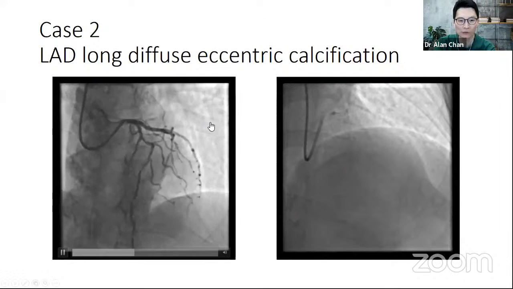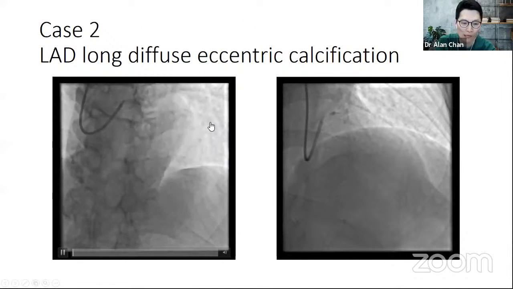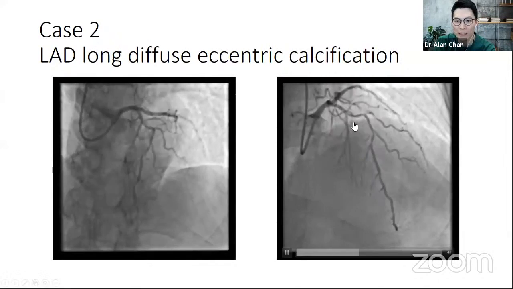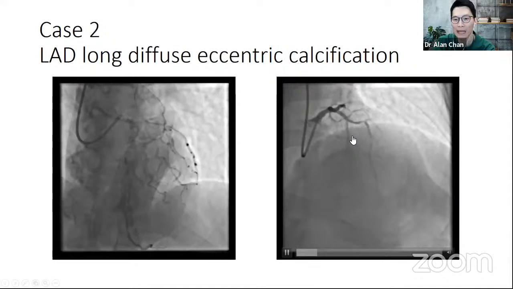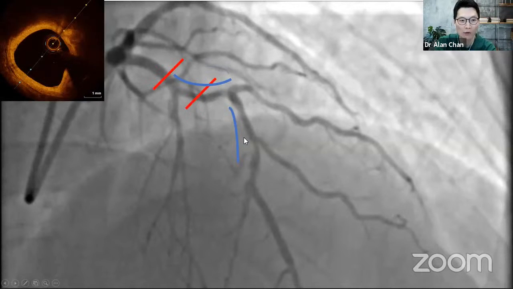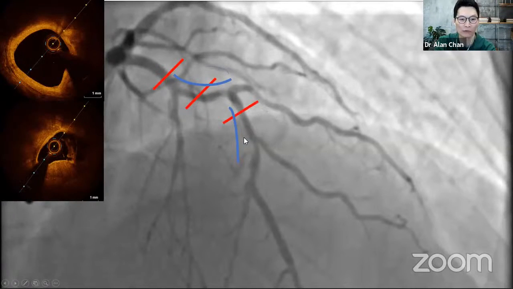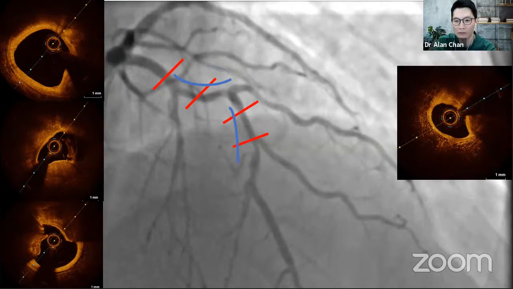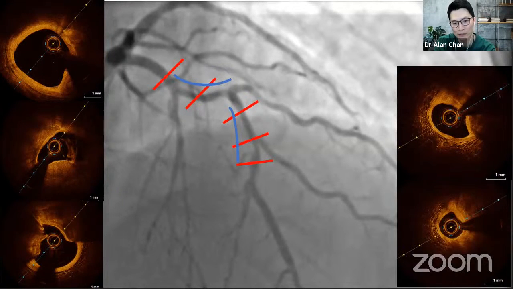So in this case, we tried using what we are proposing. For this eccentric LAD diffuse calcification, you can see the calcium wraps around the LAD in spiral sections. For the more proximal segments, the calcium is more on the outer curve, whereas for the mid-LAD segments, the calcium is more on the inner curve. With OCT, we were able to cross the lesion to better assess it. You can see fairly diffuse calcification, with some regions of eccentric calcification from proximal to distal.